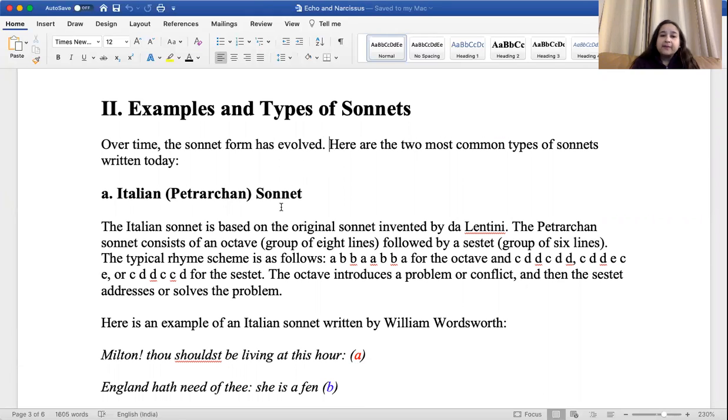So the Italian Petrarchan sonnet basically has a first group of 8 lines, which is called an octave, followed by a sestet, which is a group of 6 lines. And usually the octave introduces a problem, and the sestet, the next 6 lines, provides the solution to the problem.